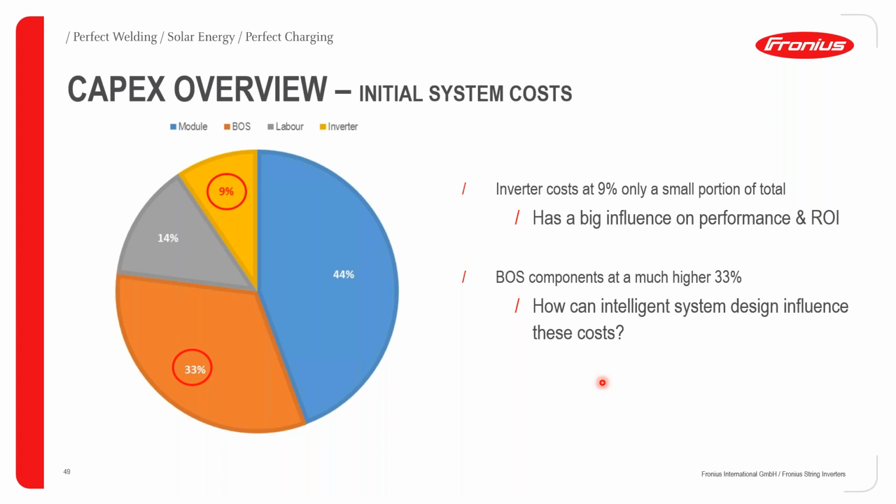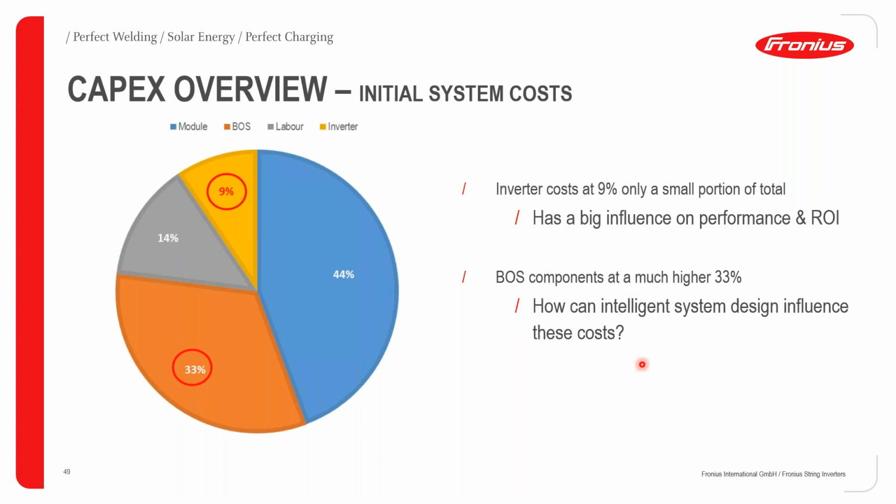But nonetheless, this 9% for the inverter is going to have a big influence on the performance as well as the return on investment of the entire system. Therefore, as I've shown here, the balance of system components, compared to the inverter, give you a much higher share of the Capex at 33%.